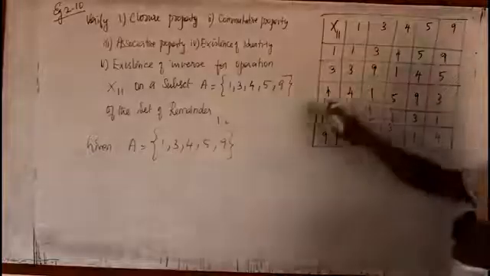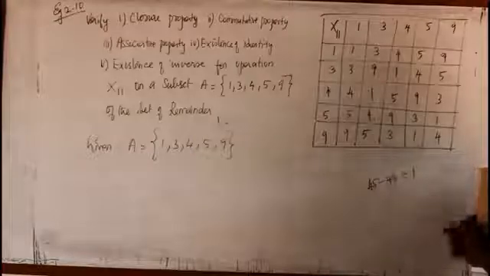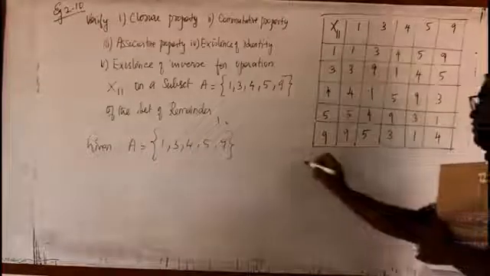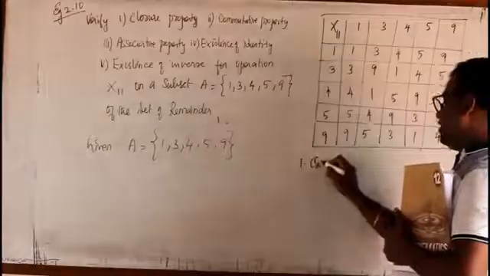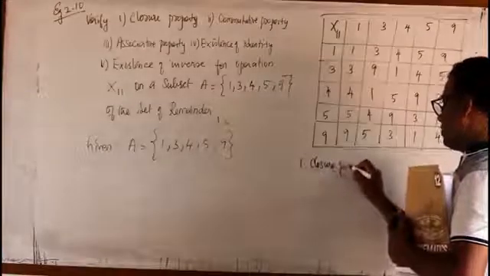Once again I repeat, 5 nines, suppose you take 5 nines are 45, remove the number of 11s, 44 can be removed, so it is 1. Now we can write all these properties. Closure property.